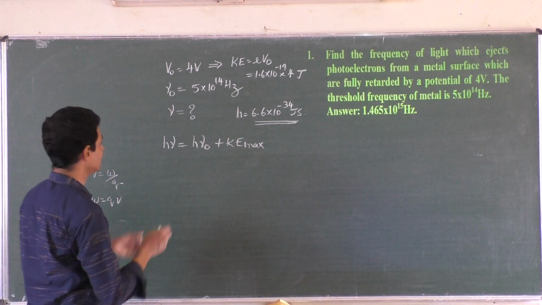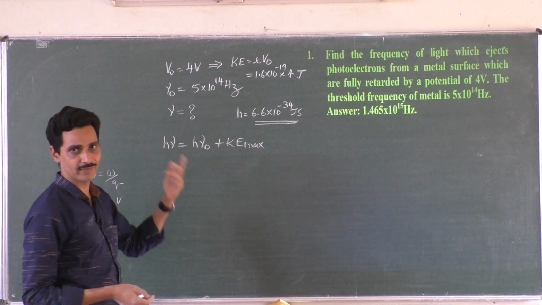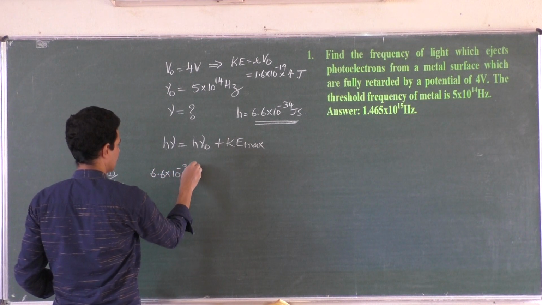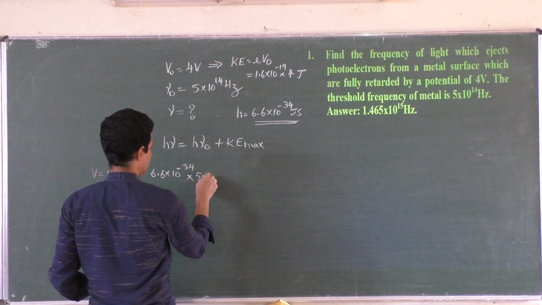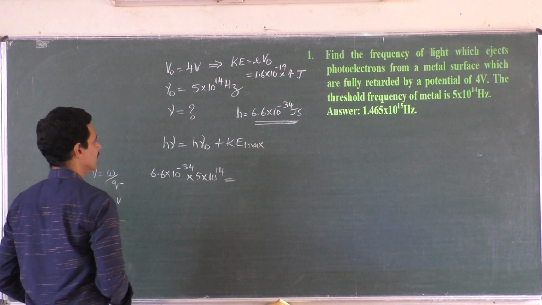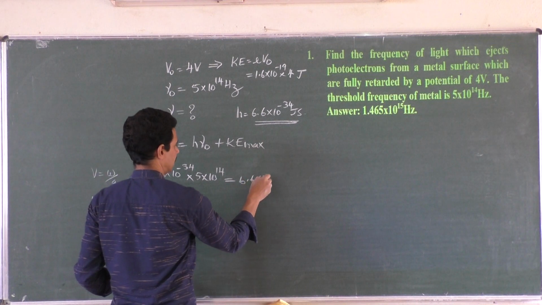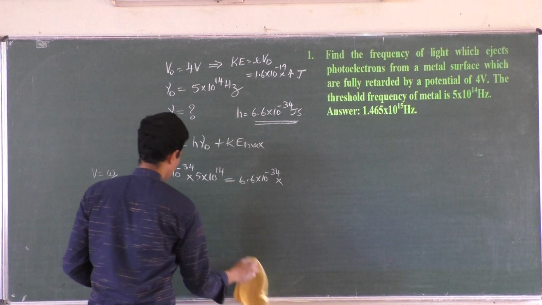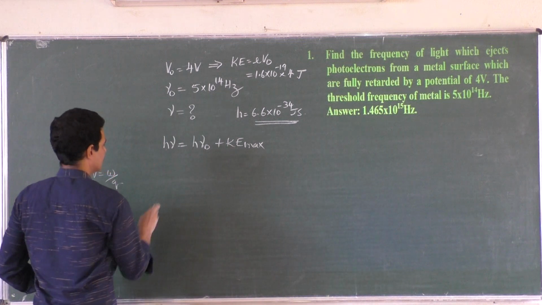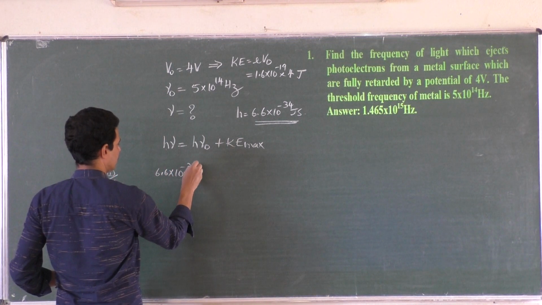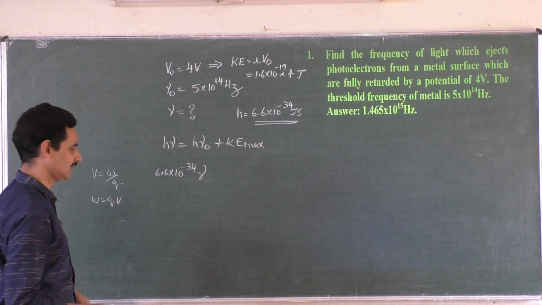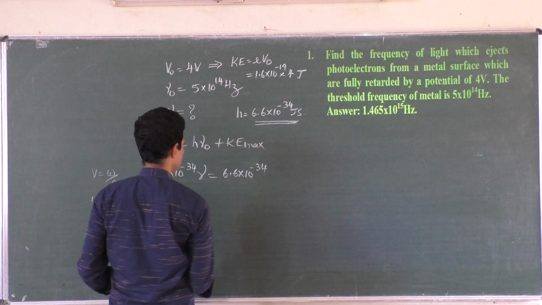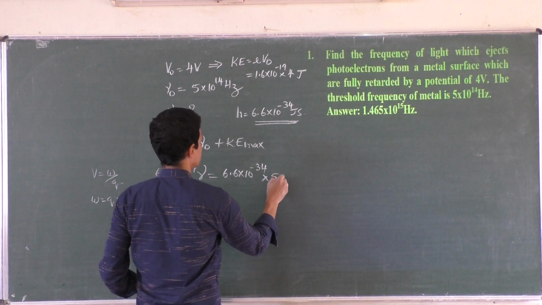Now, shall we substitute? They are asking for nu. Nu naught is given. Maximum kinetic energy we have in our hand. So, just substitution. h, 6.6 into 10 to the power minus 34. What is nu naught? 5 into 10 to the power 14 hertz. Is equal to h, again 6.6 into 10 to the power minus 34 joule second into nu naught. Nu you have to find out. Wrong substitution. 6.6 into 10 to the power minus 34 into nu. The frequency of incident radiation is to be found out. Is equal to 6.6 into 10 to the power minus 34, nu naught is 5 into 10 to the power 14.